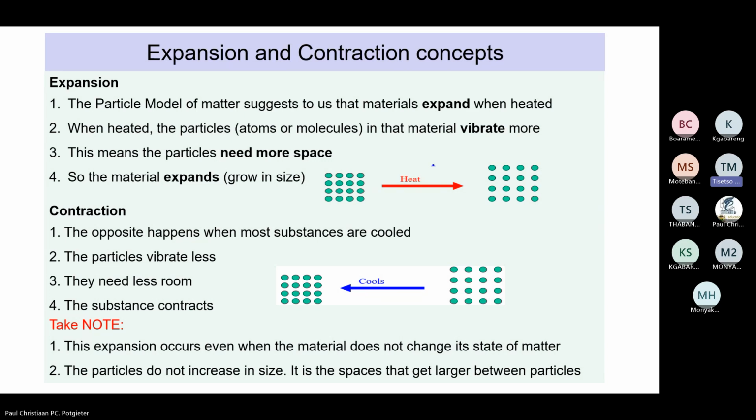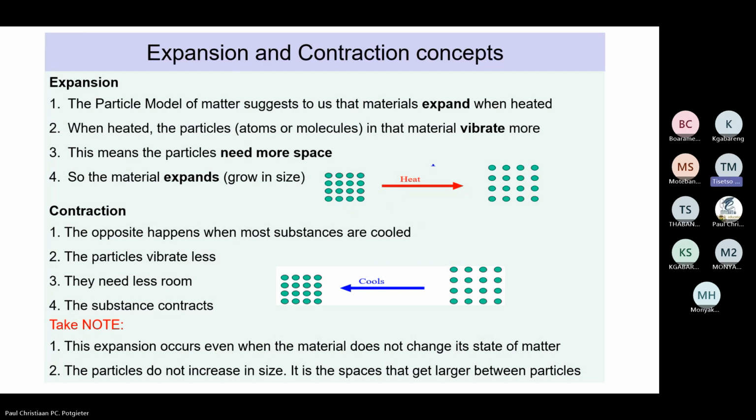The particles do not increase in size or even in number. It is the spaces that get larger between the particles. As you will see above here, on the left-hand side of the arrow, there are 16 particles. They just move away from one another when the material is being heated. And then when it is being cooled, they just move closer to one another. It means the number of particles and the size of the particles does not change. What changes is only the spaces between the particles.